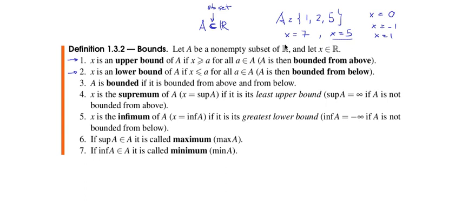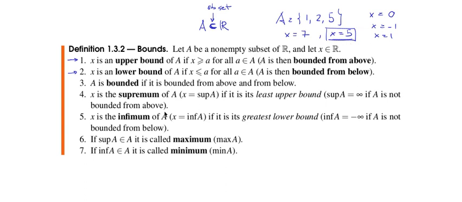Now we say that X is the supremum of A if it's its least upper bound. And if A is not bounded from above, we say that the supremum of A is infinity. So in this case the supremum of A is 5, because from all the upper bounds that we can find, the smallest one, the least one, is 5.